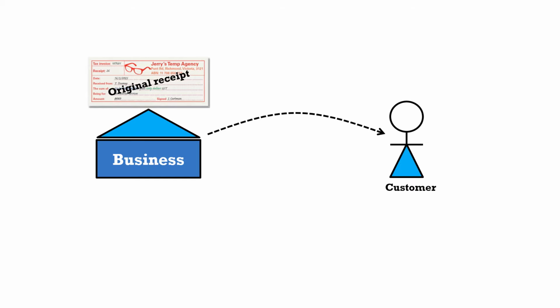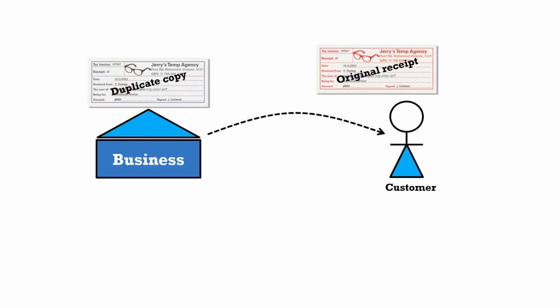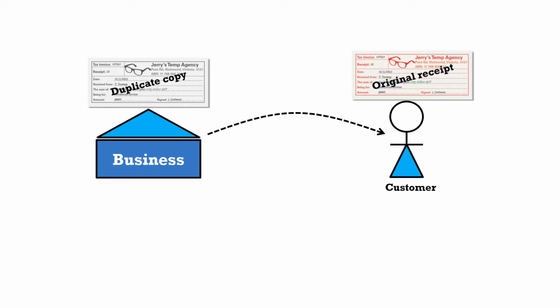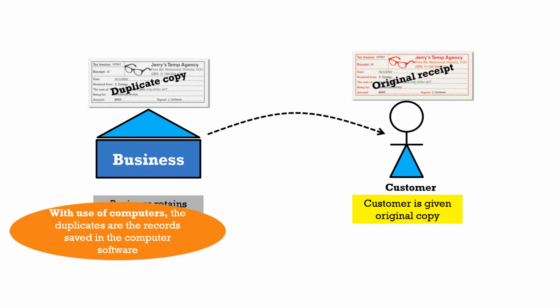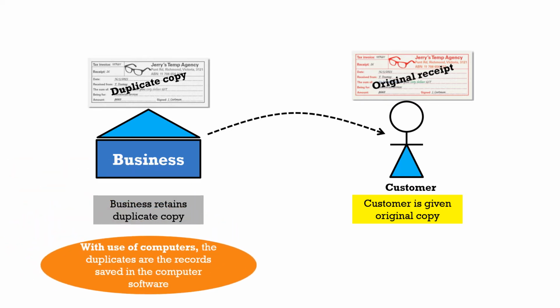So imagine the customer purchases goods or services from the business, and here the business writes out a receipt for the customer. The original copy is given to the customer, while the business keeps the duplicate copy. Note that with the use of computers, the duplicates are basically the records that have been saved in the computer software.